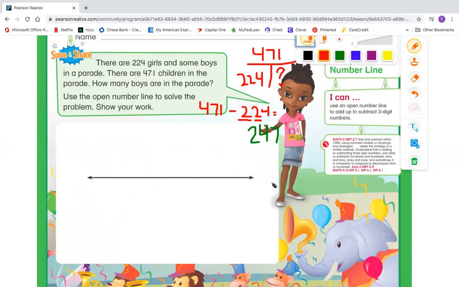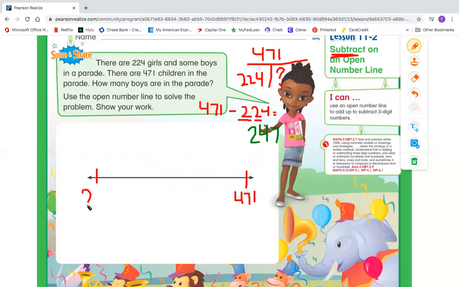So originally we just started at 471 and went back 224 to see where we got. Now, I'm still gonna start my number, 471. I'm still gonna write that down here. And I'm going to start with 224. That's my smallest number, so I'm going to put that down here, 224.